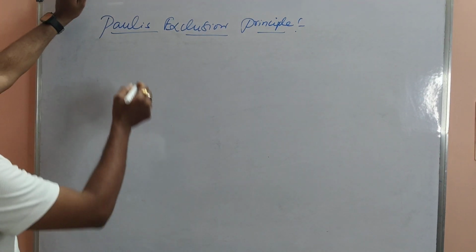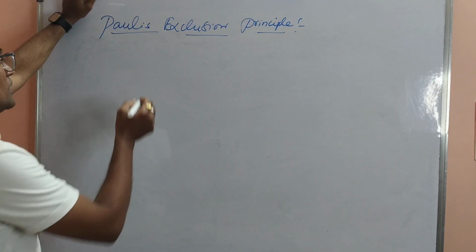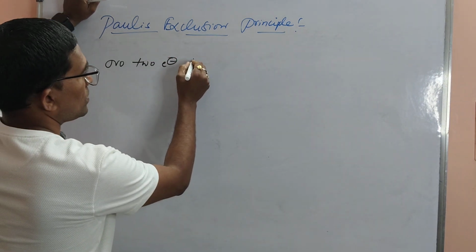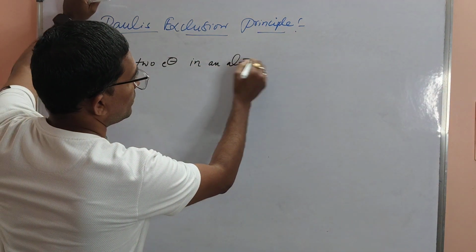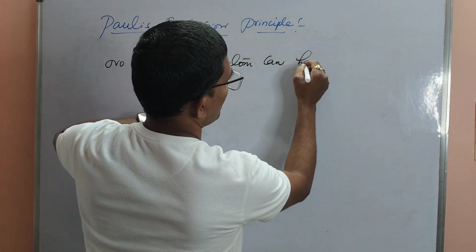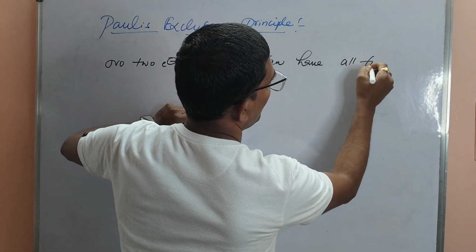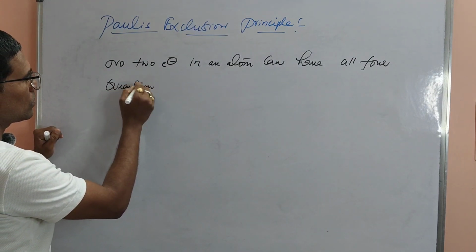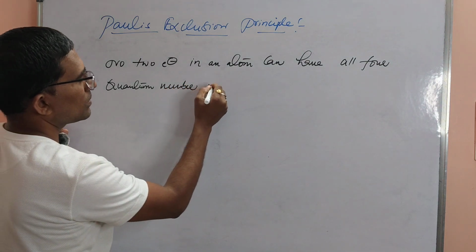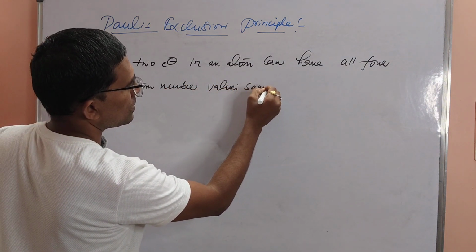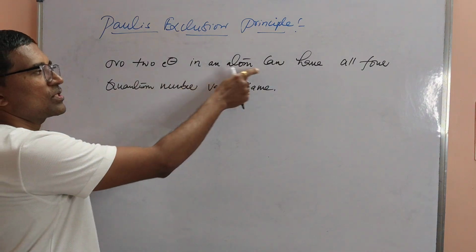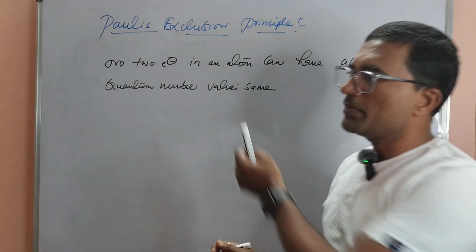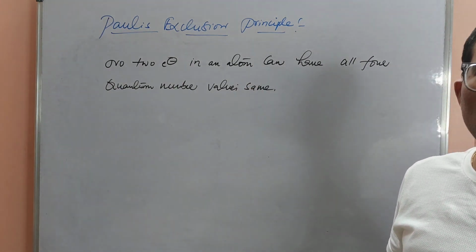Pauli's exclusion principle states that no two electrons in an atom can have all four quantum number values the same. No two electrons in an atom can have all four quantum number values the same. This is the statement of Pauli's exclusion principle.